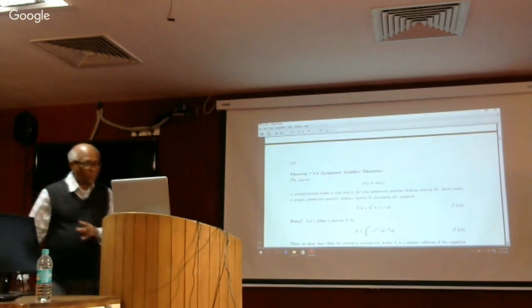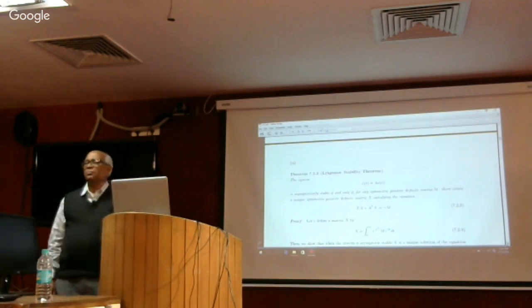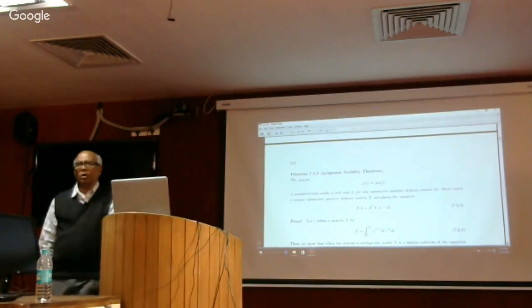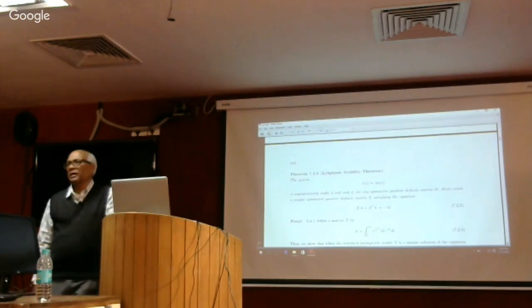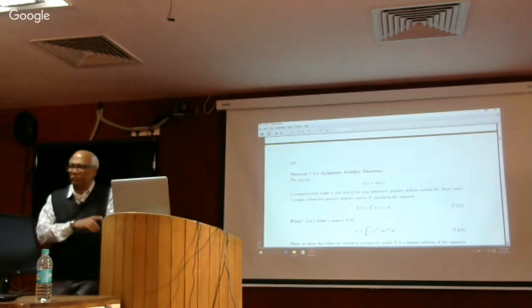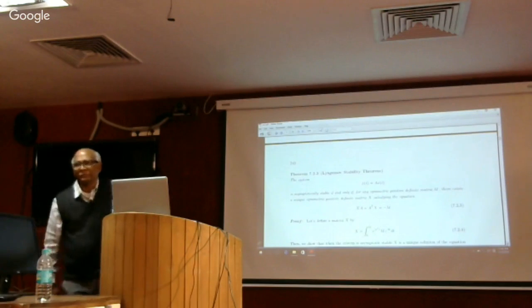But as I said before, let me repeat that this equation is an important equation for many important tasks of control systems analysis in general. And we have to know how to solve this equation. We'll see some applications.